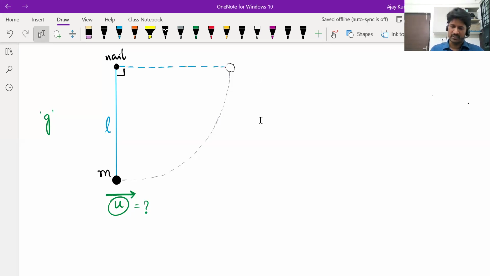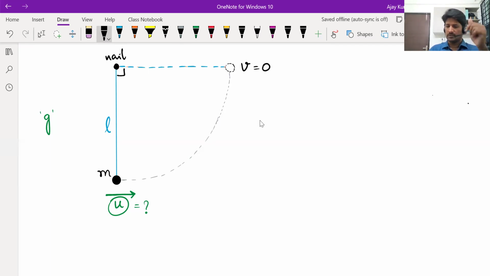Okay, we want the string to just become horizontal. We don't want it to cross that position. So can you comment on the velocity at this position? If you know velocity at one place, then you can easily calculate velocity at the other place using one of the three methods that we discussed in the last two classes. The velocity becomes 0. It stops for a moment and then swings back. Okay, so you can take final velocity to be 0.